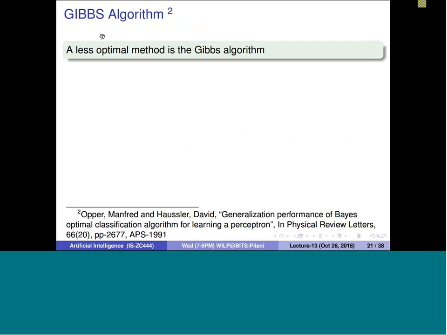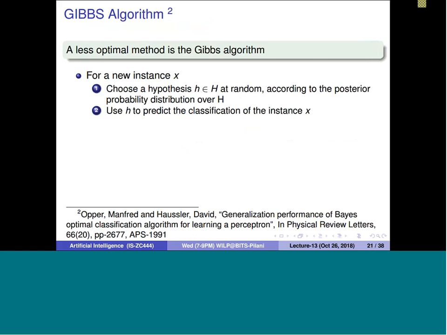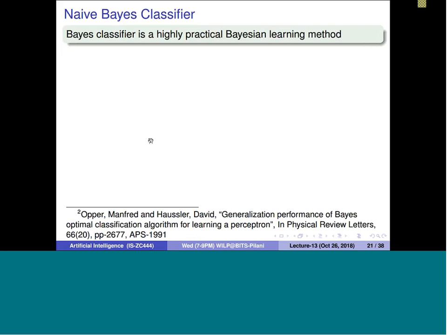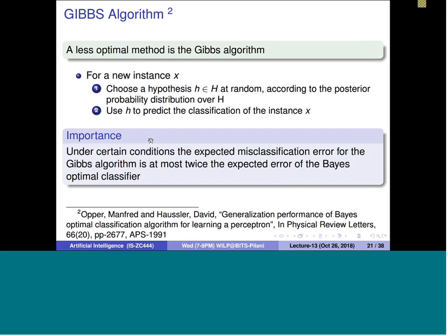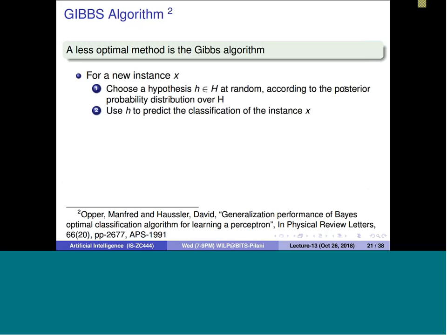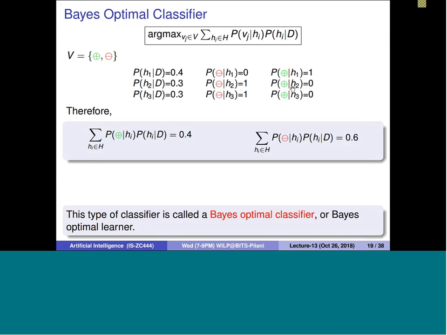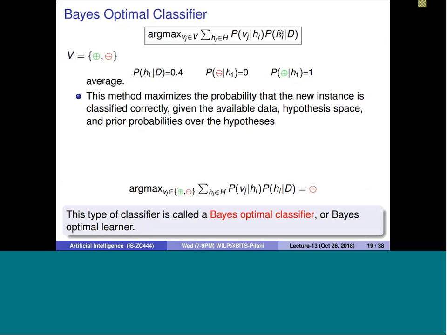Means the error would be upper bounded, only double. Okay, so the Gibbs algorithm says that there are a lot of algorithms; pick one of them using a probability distribution. That is, choose a hypothesis at random according to the posterior probability distribution, the probability of the hypothesis given the data. Use this as the probability of selecting that particular hypothesis.